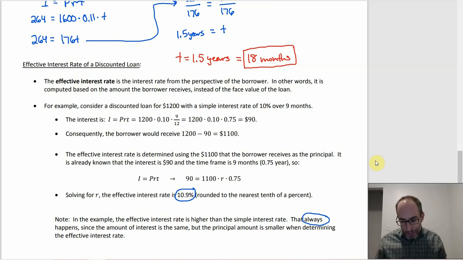But the reason it happens is because from the perspective of the borrower, the principal is always going to be smaller, right? Because the simple interest has been subtracted out. So that's going to do it every single time. So at least it's nice and consistent, right? That's certainly a good thing.